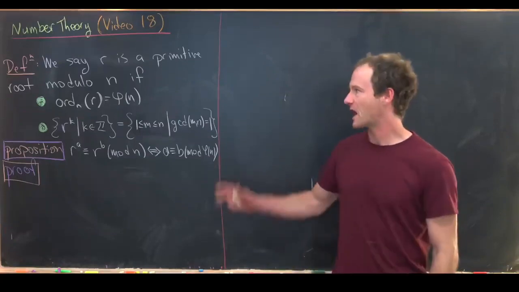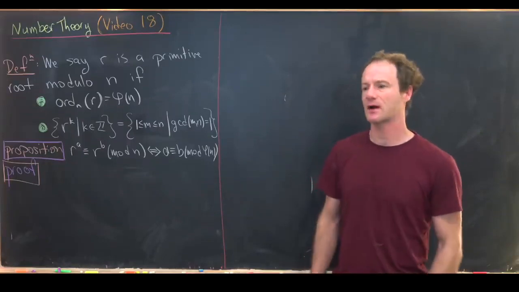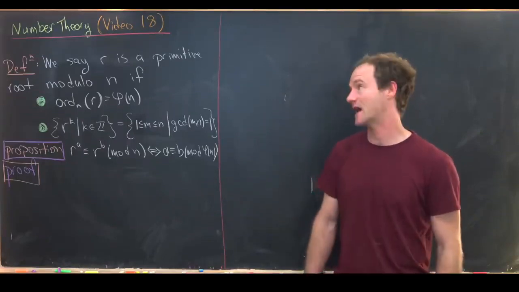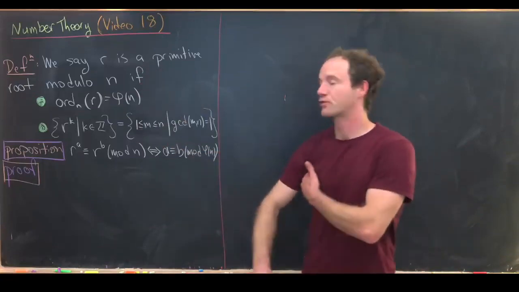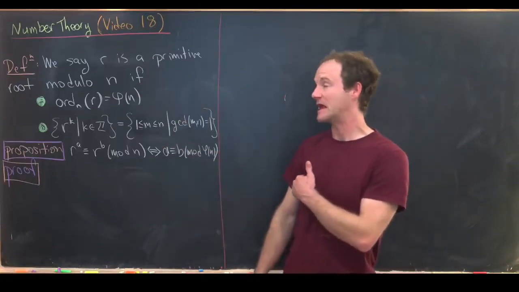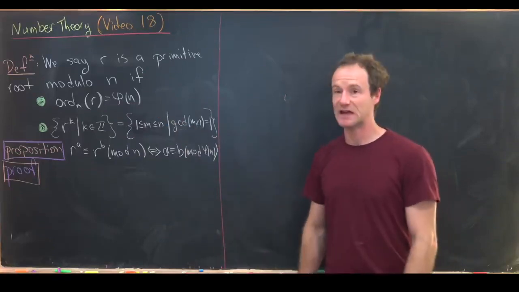But before we do that, I want to recall the definition as well as prove a nice proposition which will help us use that application. Okay, so we say R is a primitive root modulo n if one of these two equivalent things is satisfied.